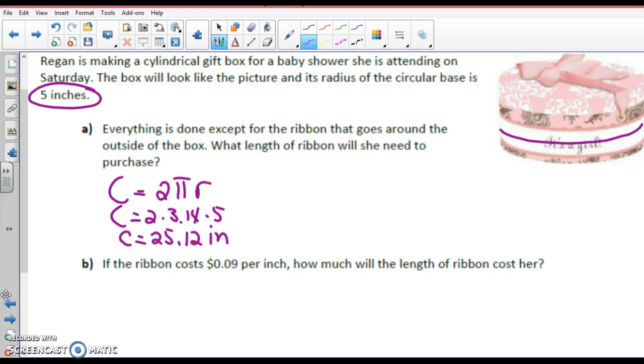If the ribbon costs 9 cents per inch, how much will the length of ribbon cost her? Well, let's think about this. She's not going to go in and buy 25.12 inches. Isn't she going to need to buy at least 26 inches? She's going to round that up, because 25 wouldn't be enough. Now, it costs 9 cents per inch, so multiply it by 0.09, 26 times 0.09 is $2.34.